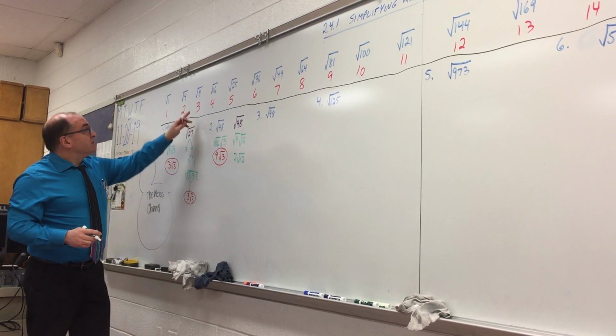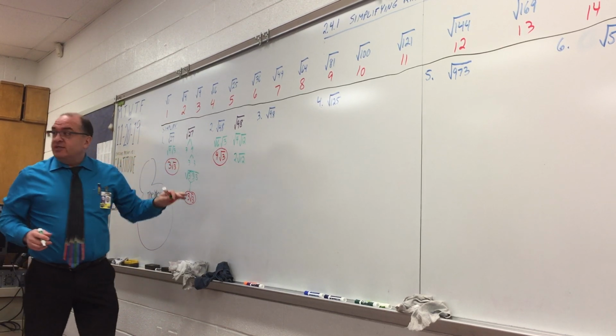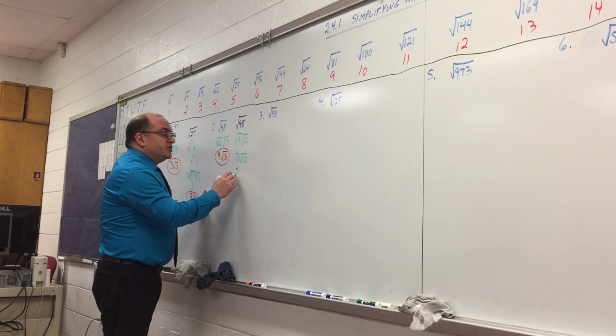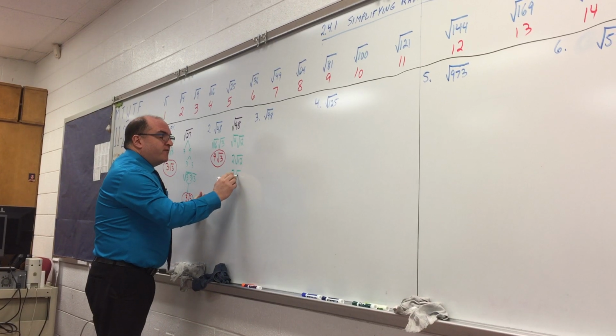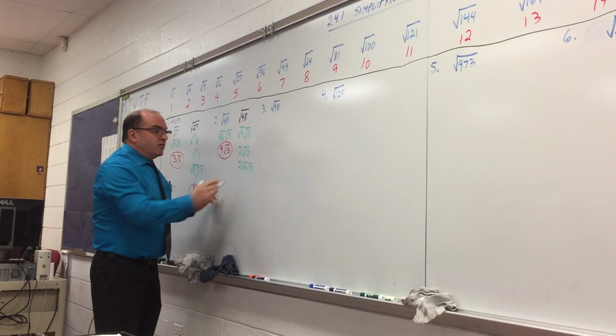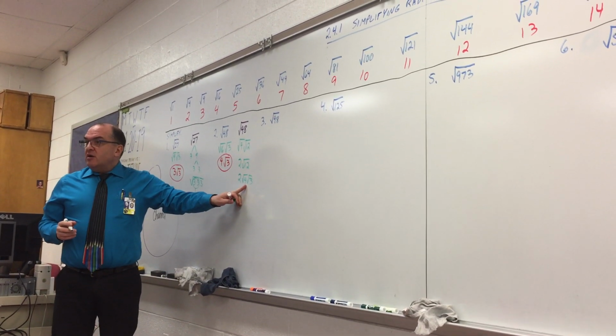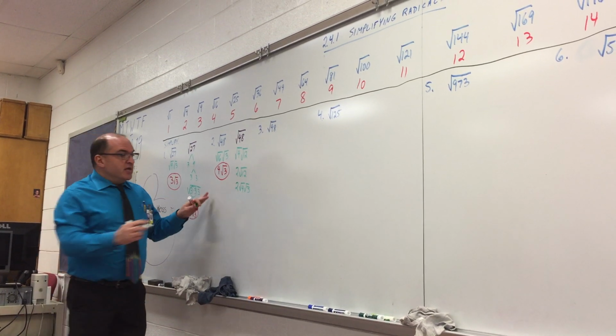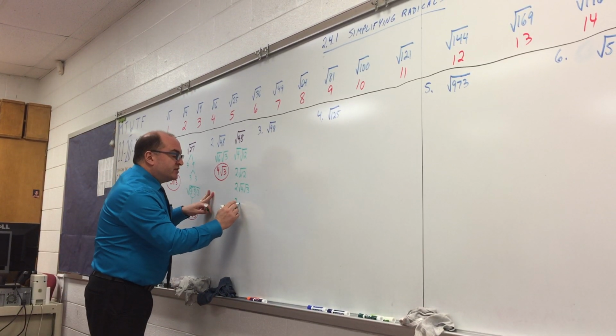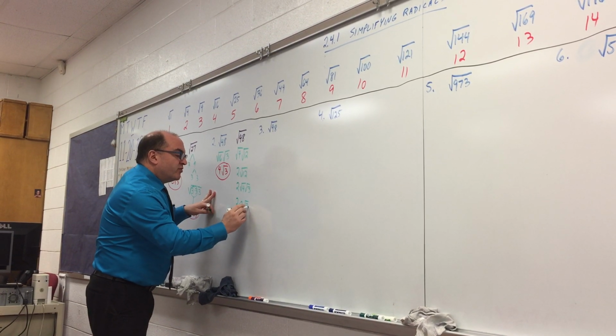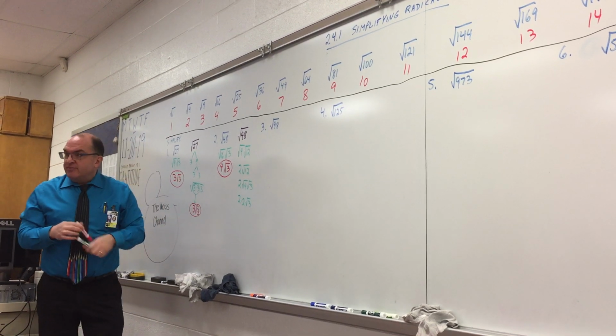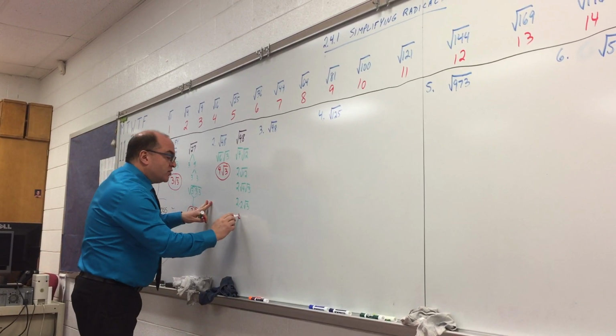Which one? It's 4. 4 goes into 12. So 2 square root of 4 times square root of 3, right? The square root of 4 is 2, right? So this is 2 times 2 square root of 3. And 2 times 2 is 4 square root of 3.